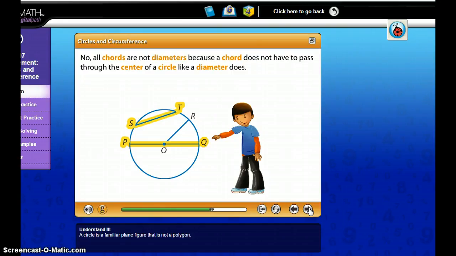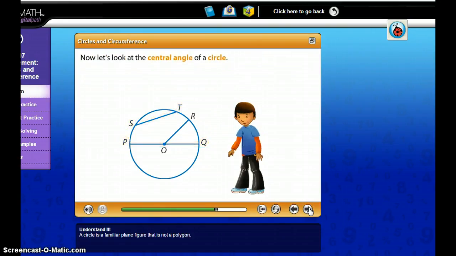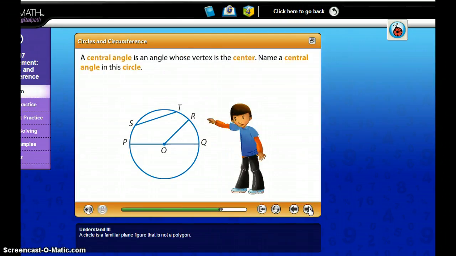Now let's look at the central angle of a circle. A central angle is an angle whose vertex is the center. Name a central angle in this circle. Okay, first of all, review. How do we name an angle? Kyle?